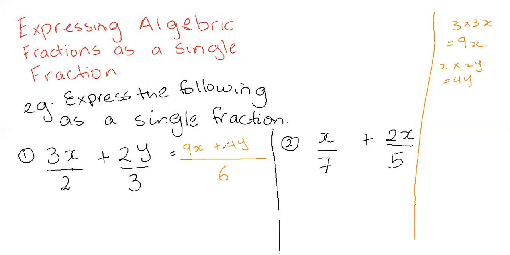Then we can add the top. So now, just by looking at it, this is x, and this is y, which is why we cannot add x and y. So this cannot simplify anymore. So this here will be the answer, the final answer.